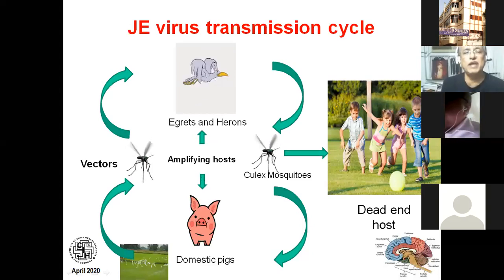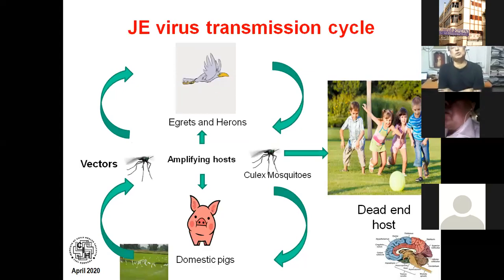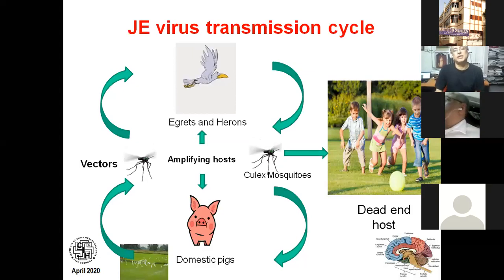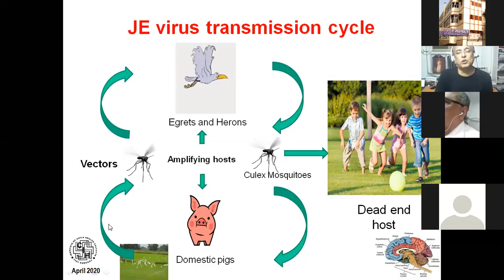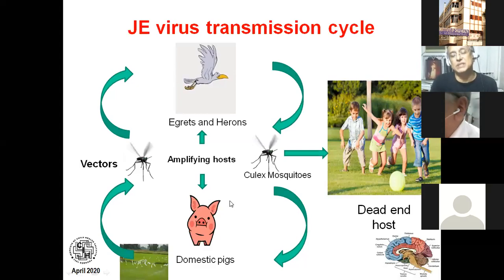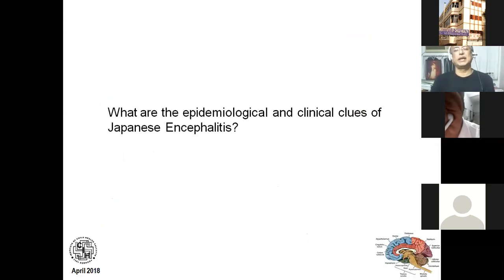In an amplifying host, the virus can multiply, often reaching very high levels. But the amplifying host will never develop the disease. And if a Culex mosquito bites the amplifying host and then bites a human being, often a child, then you have Japanese encephalitis. So what are the epidemiological and clinical clues?